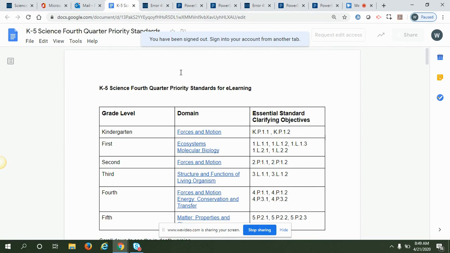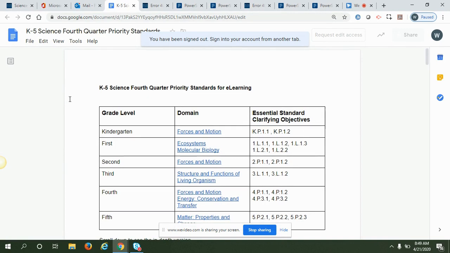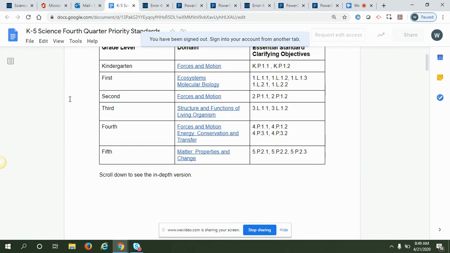As you'll notice, there's not much of a change from what we had before we went home for e-learning, and that's because our standards build on themselves. If we did not teach our standards somewhere as it was laid out, we would create some gaps that would come up later. So it's important for us to make sure that we're covering all the areas so we don't create those gaps.